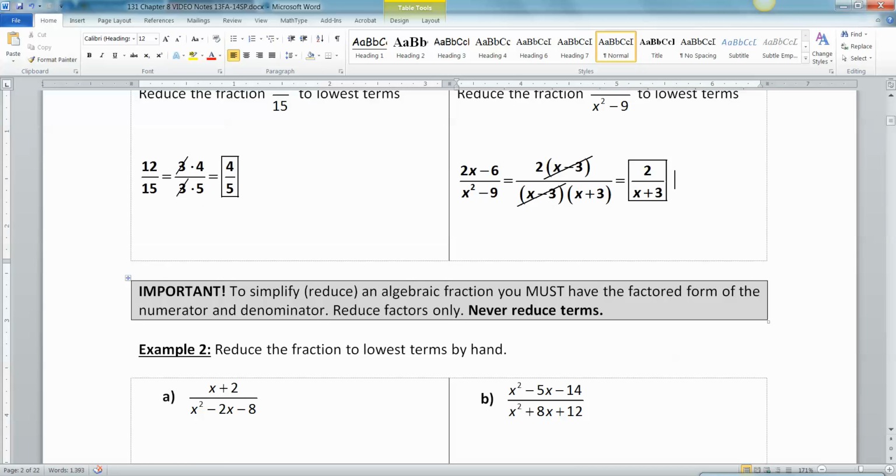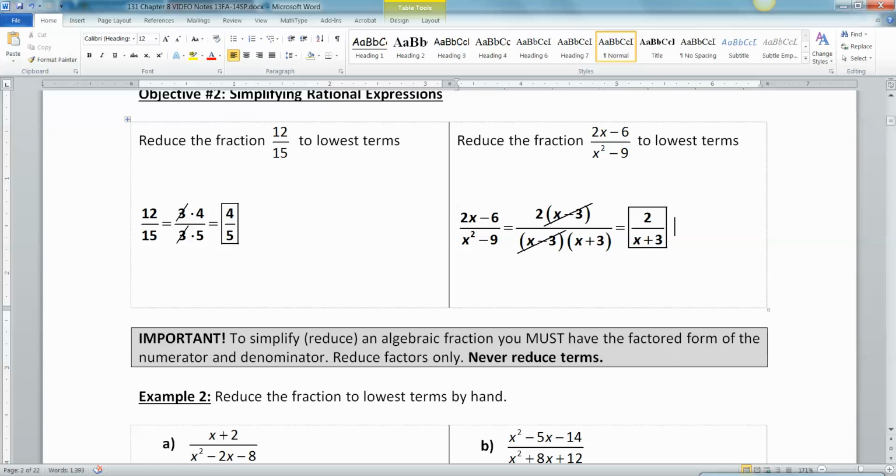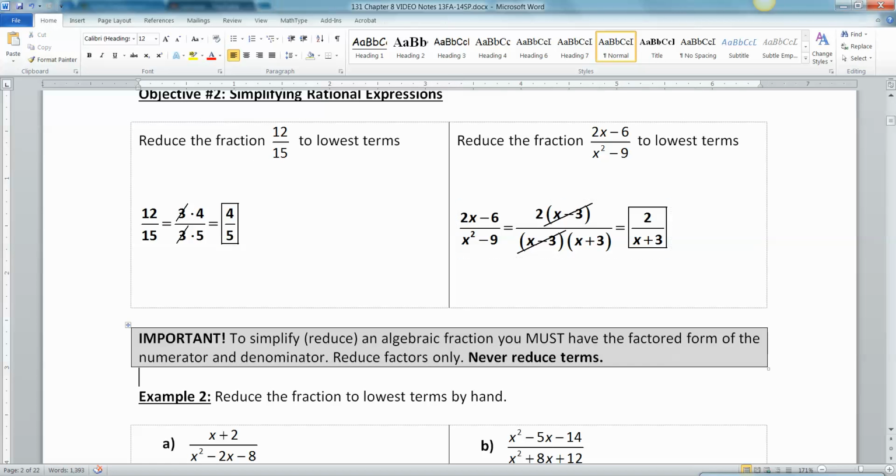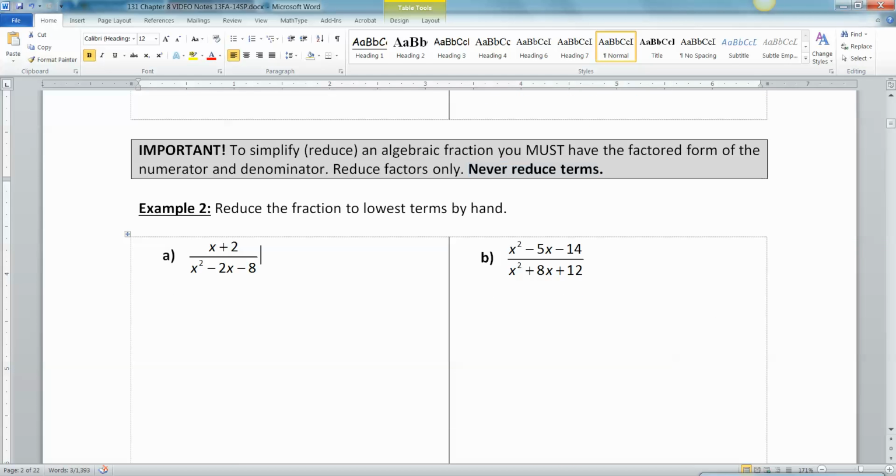All right, so to reduce an algebraic fraction, which is what we just did on that right-hand side, you must have the factored form of the numerator and the denominator. You must reduce factors only. In other words, when I looked at this problem, I didn't go, oh, 6 goes into 9. I didn't do that because this is division in the middle. Division is the inverse of multiplication. So you have to find the factors first and get them multiplied. Then you're allowed to reduce, not before. So always find your factors. Never reduce just the terms. All right, and that means you're going to have to know how to factor pretty well to do these problems.